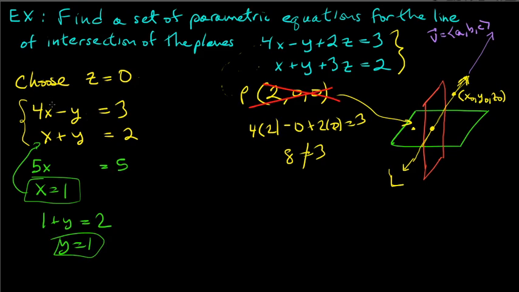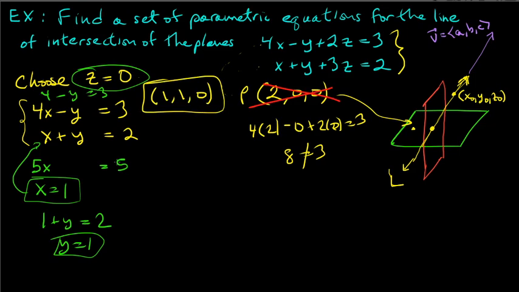And it would have worked in the first equation. 4 times 1 is 4. 4 minus y equals 3. That tells me that y has to be 1. So if we pick z equals 0, then x has to be 1 and y has to be 1 as well. So this gives us the point 1, 1, 0. You can double check that this point will be on both planes. If you plug it into the first equation, you get 4 minus 1 plus 0 equals 3, which is true. And for the second equation, you get 1 plus 1 plus 0 equals 2, which is also true.